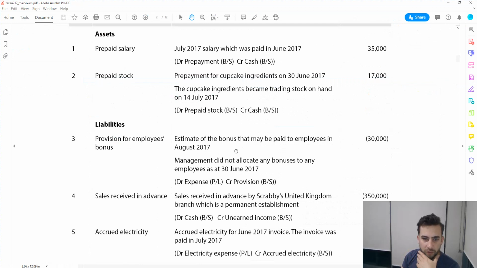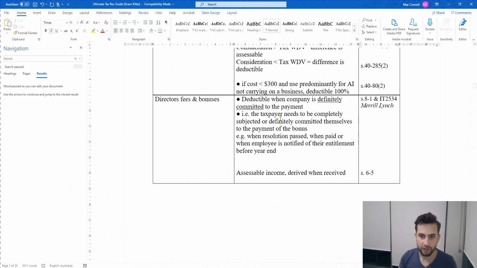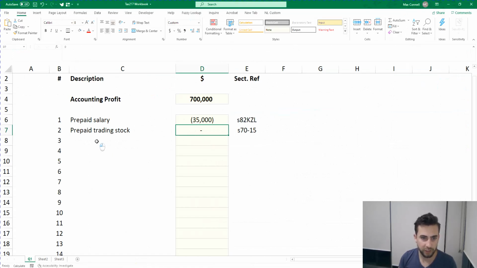So let's have a look at the question. It says estimate of the bonus. So first word is estimate. That's not very definitive or definite. It may be paid. Again, that's not very definite wording there either. And also the fact that they haven't allocated any bonuses to employees at 30 June 2017 suggests that this payment isn't certain, and therefore we wouldn't actually be able to claim a deduction until it is certain, per what we just read there, section 8-1. It needs to be definitely committed. So according to this, under section 8-1, there wouldn't actually be a deduction allowable.